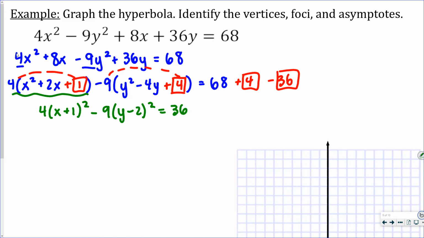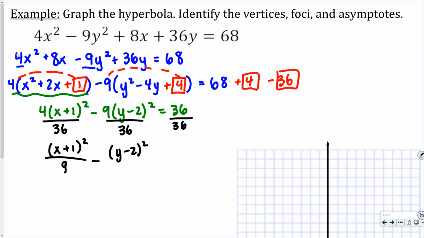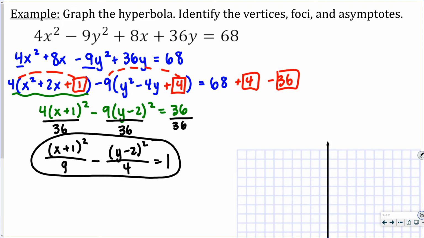Okay. Almost done. What do I need to do next, folks? Get it to 1. Get it to 1 by doing what? Divide by 36. Good. Divide both sides by 36. Good job. So, in standard form, we have x plus 1 squared. 4 over 36 reduces to 1/9. y minus 2 squared. 9 over 36 reduces to 1/4, equals 1. There's my equation in standard form.